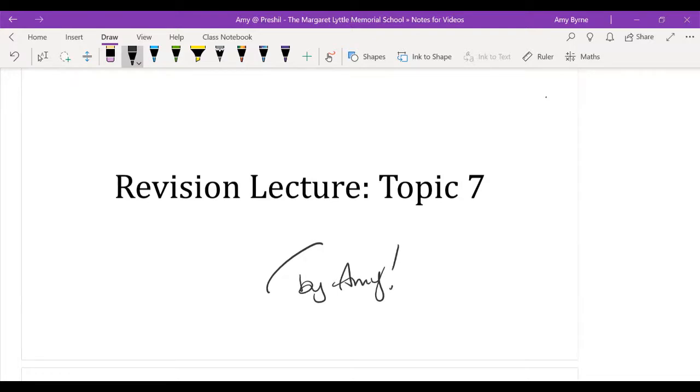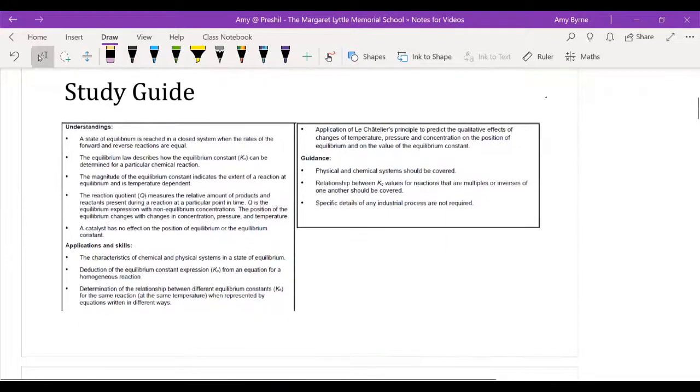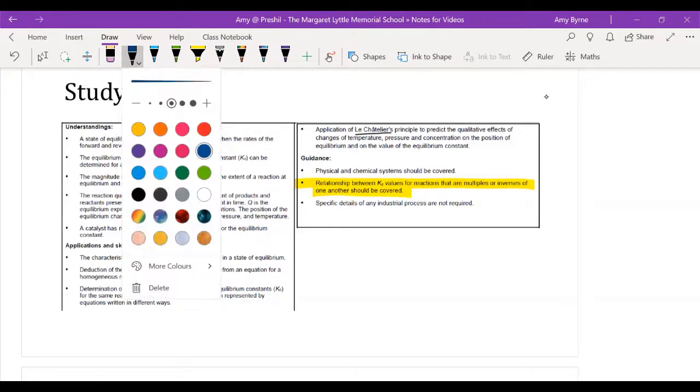Let's get started. So this is topic 7. As always, we start with the study guide. I'm basically going to be going through all of these. I might need to do a little note on the side about Kc relationships, but definitely going to do the rest of these, really focusing on the Le Chatelier's because that's where a lot of the questions come up on exams.